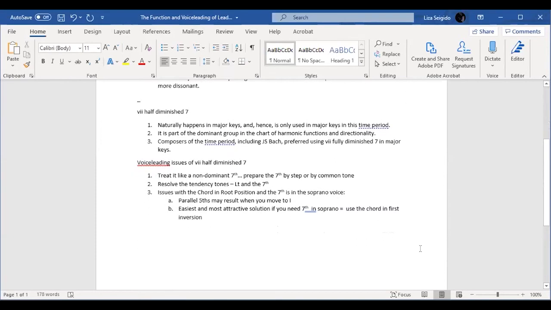All right. Hey, I should highlight this. Quick question on the voice leading. For number 2, LT, what did that stand for? Oh, leading tone. Oh, gotcha. Yeah, resolve the tendency tones, the leading tone and the 7th of the chord.